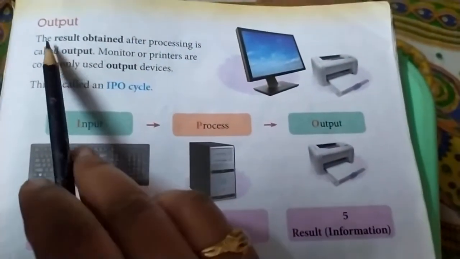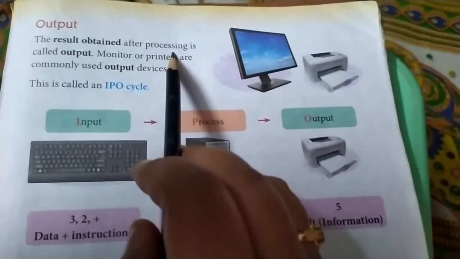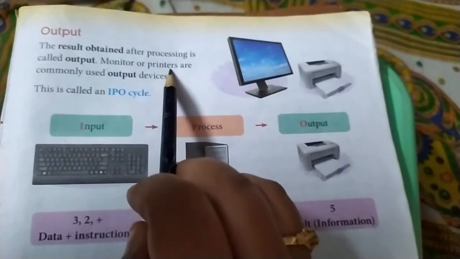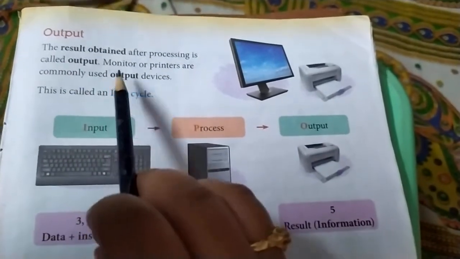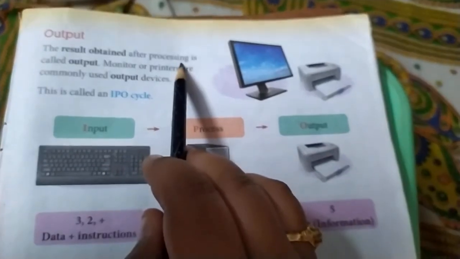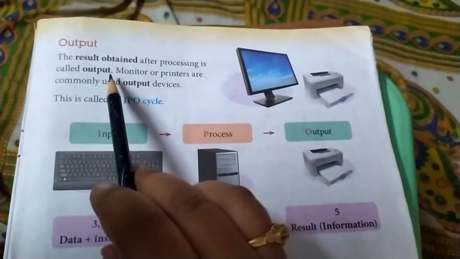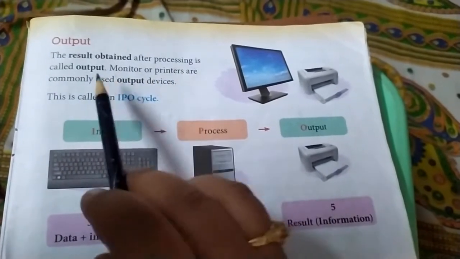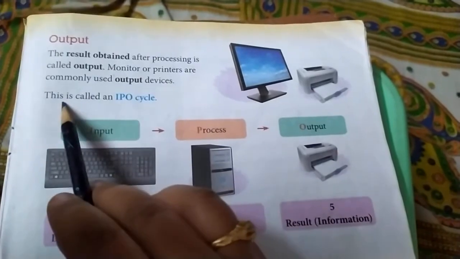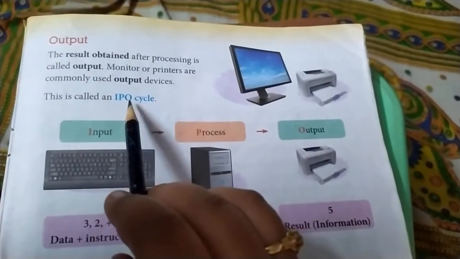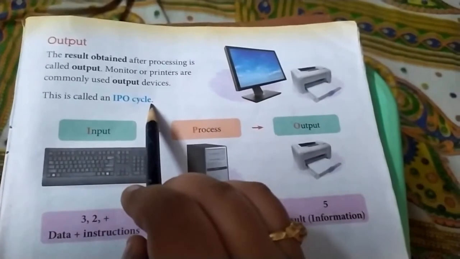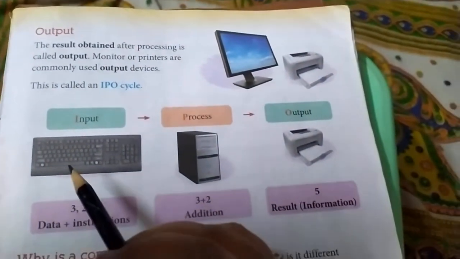Finally, the result obtained after processing is called output. Monitor or printer are commonly used output devices. The result obtained after processing is called output. Monitor or printer are commonly used output devices. So this is called an IPO cycle, the input, process, output cycle. Now let us see it in terms of a computer.